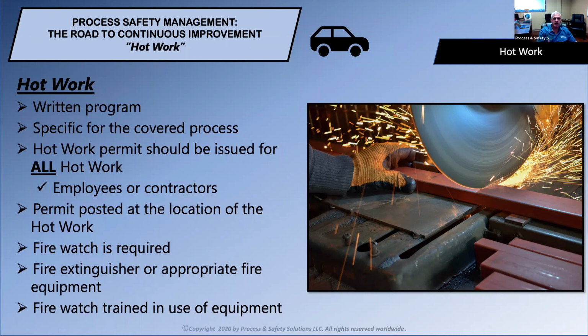A hot work permit must be issued for all hot work. It doesn't matter if an employee is doing the hot work or a contractor is doing the hot work. A permit is required. The permit must be posted at the location of the hot work itself.